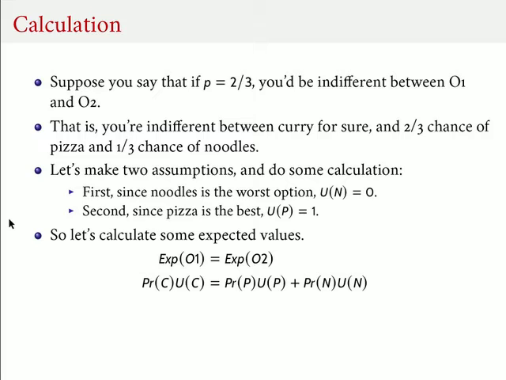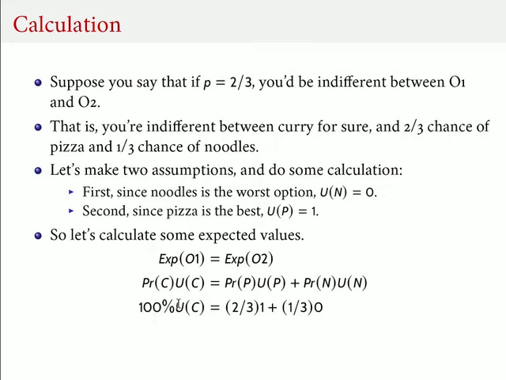So now we unpack this a bit more. The first option, you have a certain probability of getting curry. In this case, you have a 100% probability of getting curry because it's guaranteed. And in the second option, you have a certain probability of getting pizza and a certain probability of getting noodles. And we know what those probabilities are. We know it's 2/3 here and 1/3 here. So we simply fill out the numbers which we know.